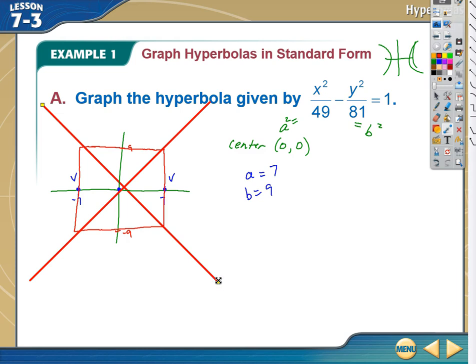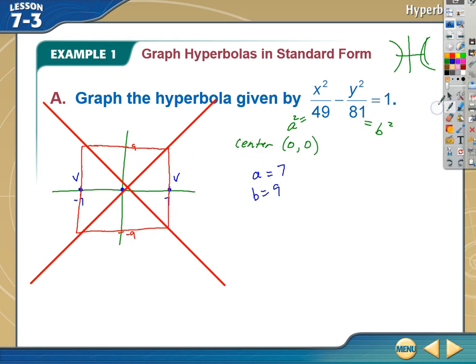So let's go through the diagonals of that rectangle. I go ahead and get back here, and I'm going to draw in my hyperbola, which is my X, and it comes in close, comes out close, comes in close, comes out close. And again, that's all I'm looking for. I'm not looking for detailed graphs, guys.